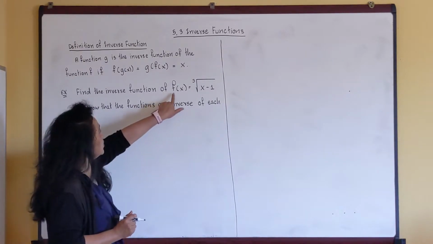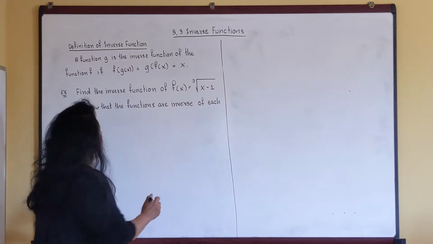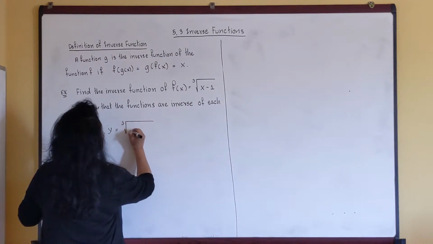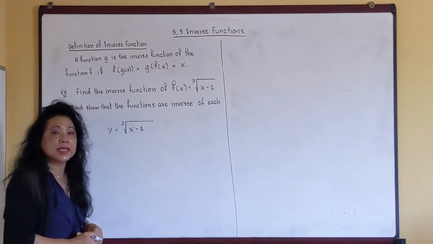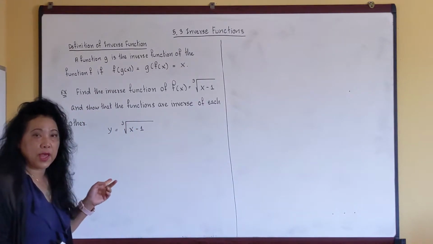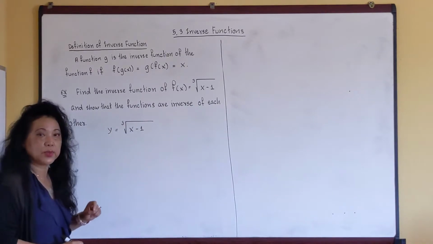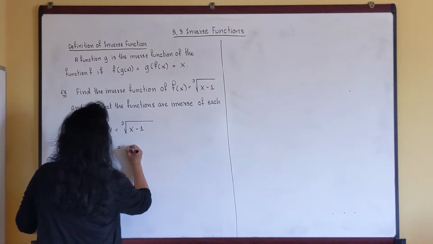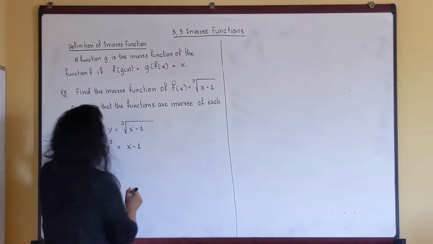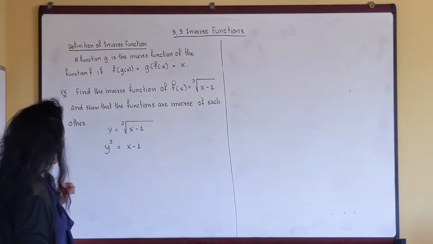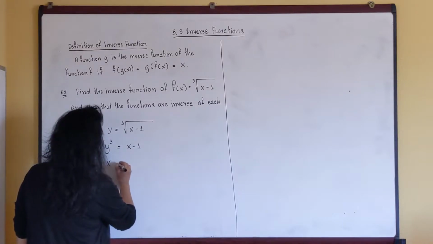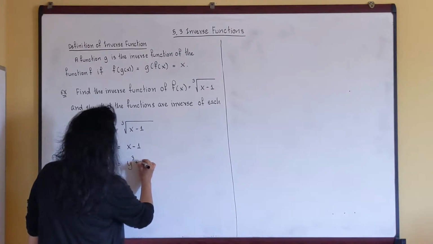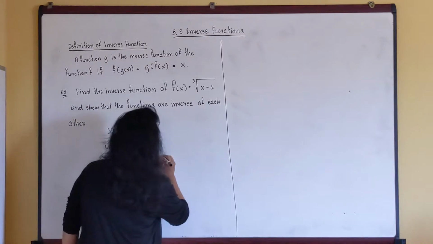So first thing you do, you write f of x as y. So you're going to have y equal cube root of x minus 1. Next step, you're going to solve for x. For me to solve for x, I have to cube both sides. So I'm going to have y cubed equal x minus 1. Then you're going to solve for x, alright? So my x is going to be y cubed plus 1. So first step, I solve for x.